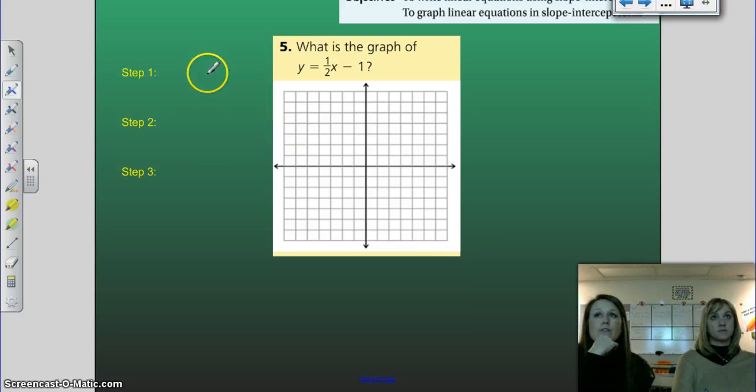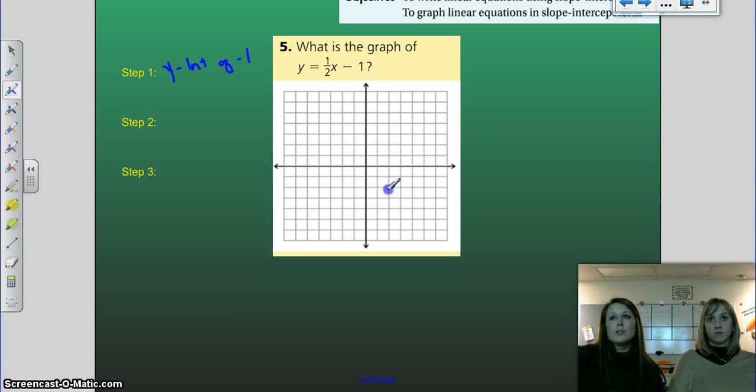Okay, so what is the graph of 1/2 x minus 1? So step 1, plot my y-intercept. My y-intercept is -1, so I'm going to go to -1 on my graph. I'm going to put a dot. Step 2, use my slope to put more dots on my graph. So I'm going to go up 1 over 2, because it's rise over run. And I'm going to keep doing that until I get to the far right of my graph.